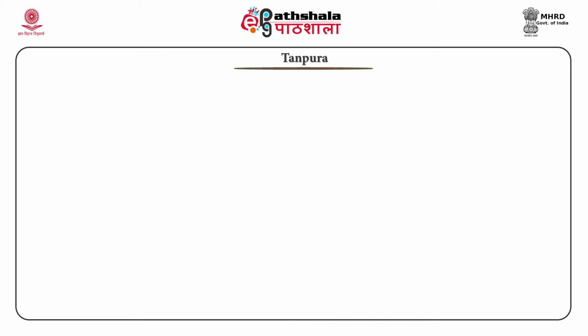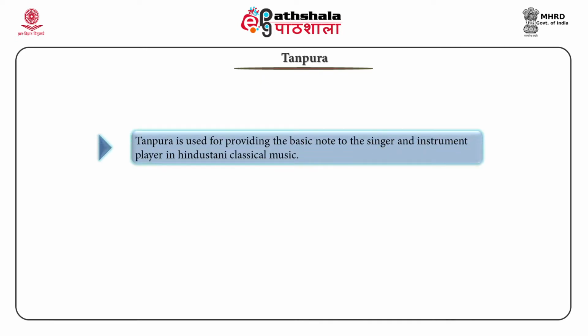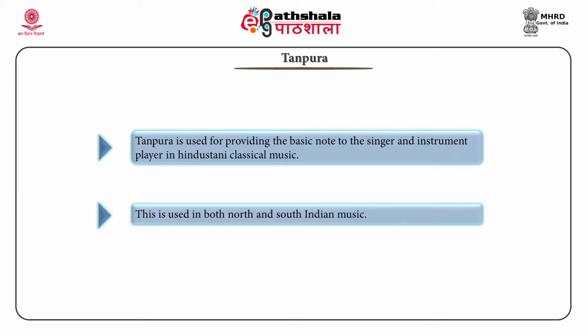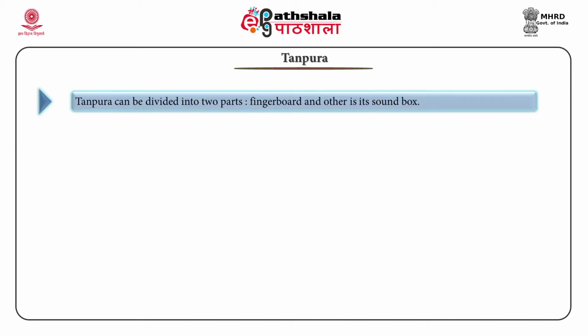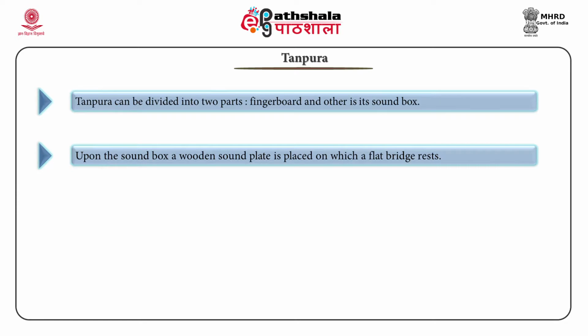Tanpura. Tanpura is used for providing the basic note to the singer and instrument player in Hindustani classical music. This is used in both North and South Indian music. Tanpura can be divided into two parts, the fingerboard and the sound box. Upon the sound box, a wooden sound plate is placed on which a flat bridge rests.